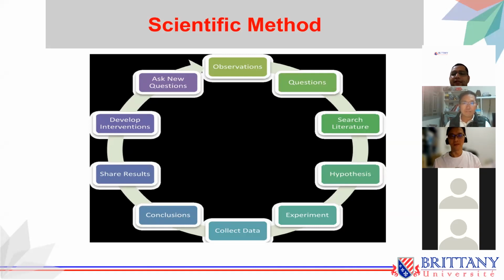Then you will move to search the literature. Let's say you find a problem. Now you search the literature, meaning: is the same thing being researched in other parts of the world, or other countries, or maybe in the same country but different areas? And what are their results? Do they find a significant result or an insignificant one? Then you search all kinds of information, which we call a literature review. Once you find the information from contemporary studies by other people, you tend to develop some hypothesis. So what is a hypothesis?